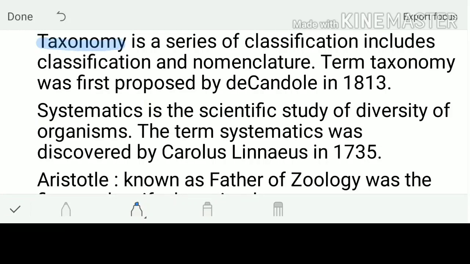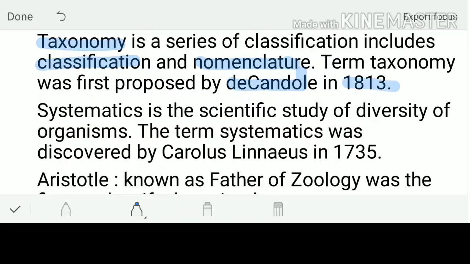It is a series of classification which includes identification, nomenclature, and then classification of an organism. I repeat, taxonomy deals with identification, nomenclature, and then classification of the individual. What's the name of the scientist who proposed the word taxonomy? It is De Candolle. It's De Candolle who proposed the word taxonomy in 1813.